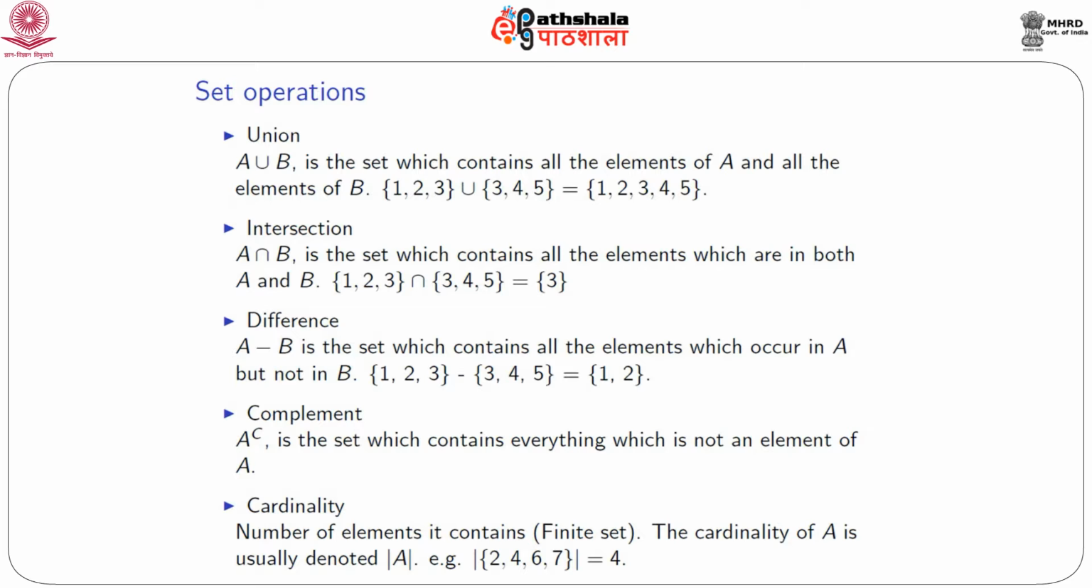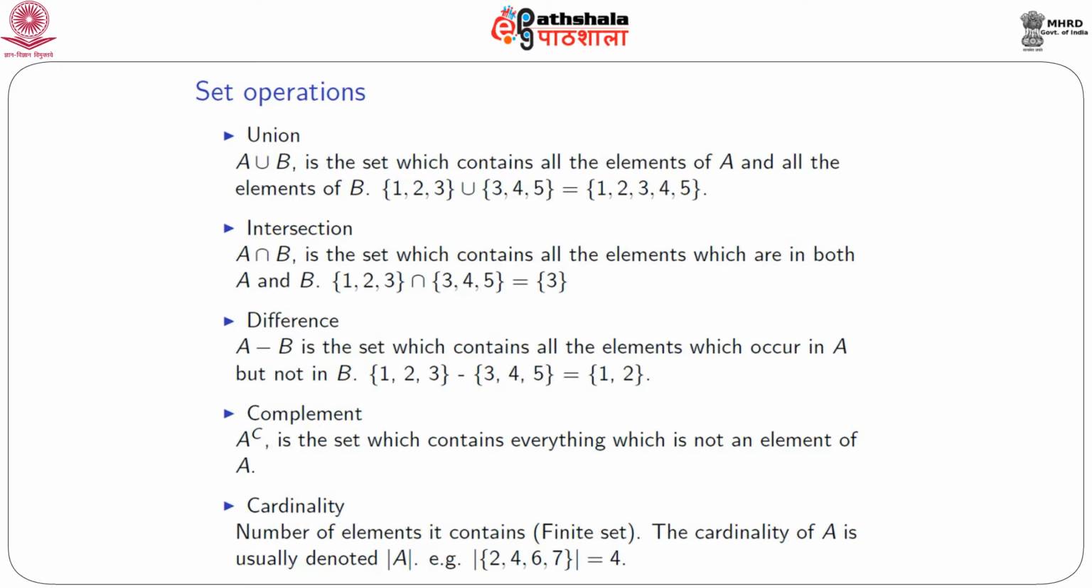We can define the difference between two sets, A minus B, as the set which contains all the elements which occur in A but not in B. So, we are talking about elements which belong to A but not to B. For example, we take the same sets that we have used so far, {1, 2, 3} and {3, 4, 5}. If I take the difference, then I will get a set consisting of two elements, 1 and 2.